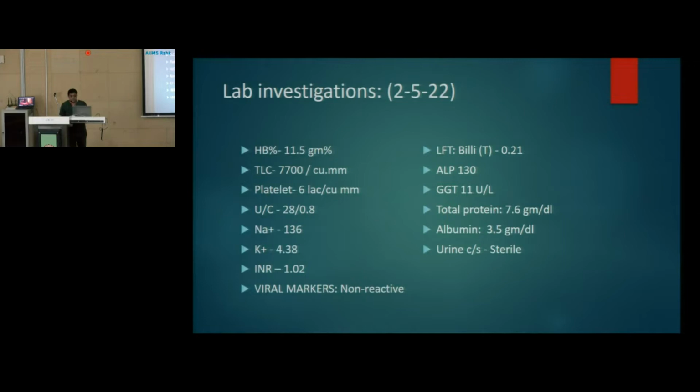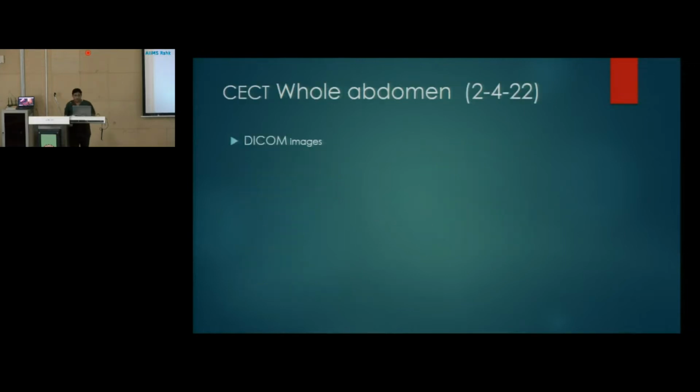General lab investigations that we did were all normal, and the patient presented with one ultrasound done from outside that was suggestive of a suprarenal mass. So we did CECT whole abdomen with adrenal protocol for the patient. Those DICOM images will be discussed by the radiology resident, Dr. Trilochhan.